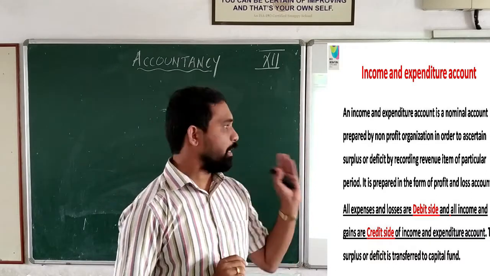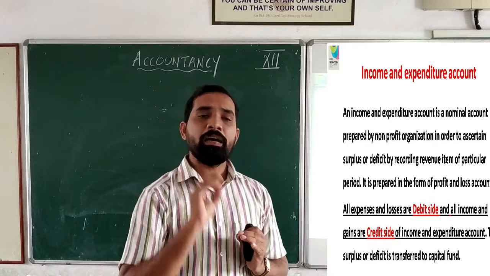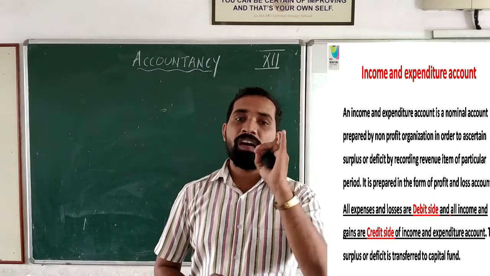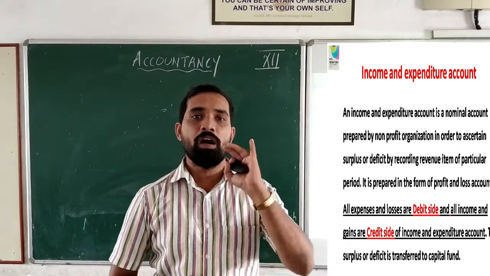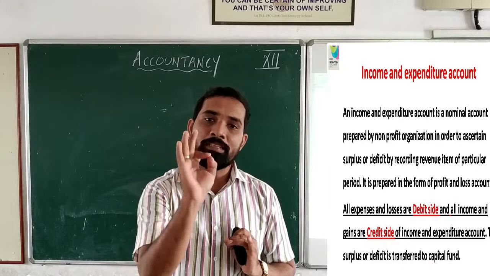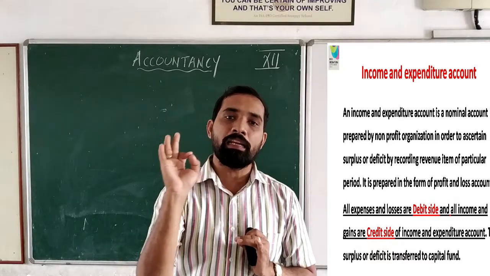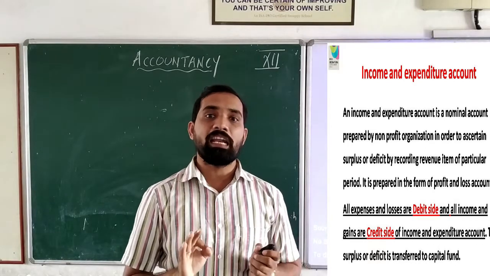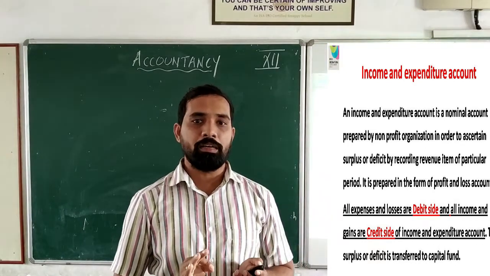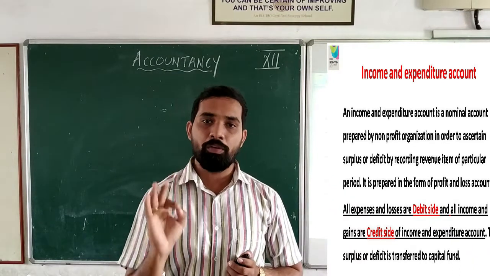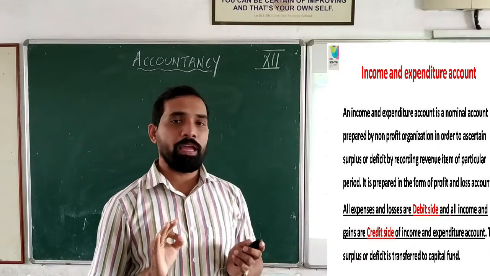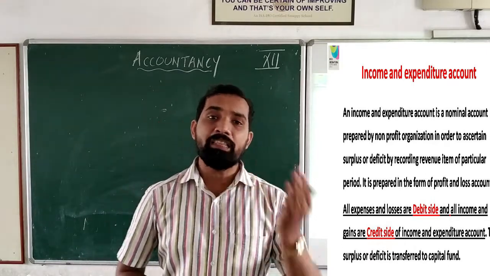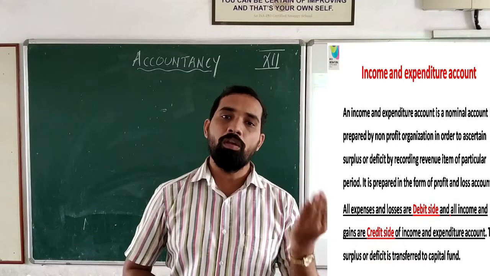For that purpose, we are preparing income and expenditure account. In income and expenditure account, it records the items of revenue nature. That means it does not consider capital receipts and capital payments. It considers only revenue items, that means revenue receipts and revenue payments. And then it is prepared in the form of profit and loss account.